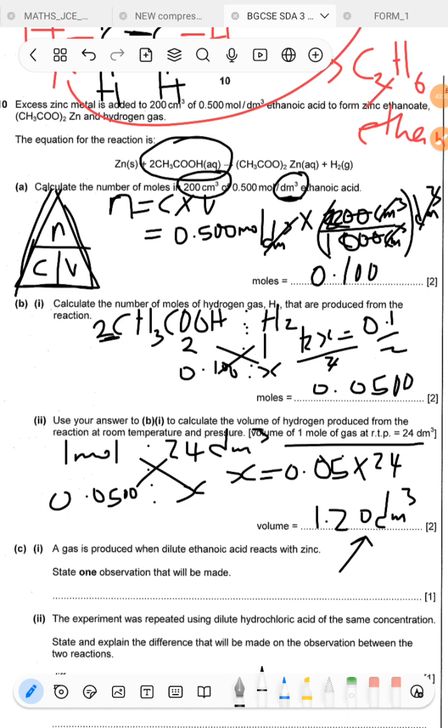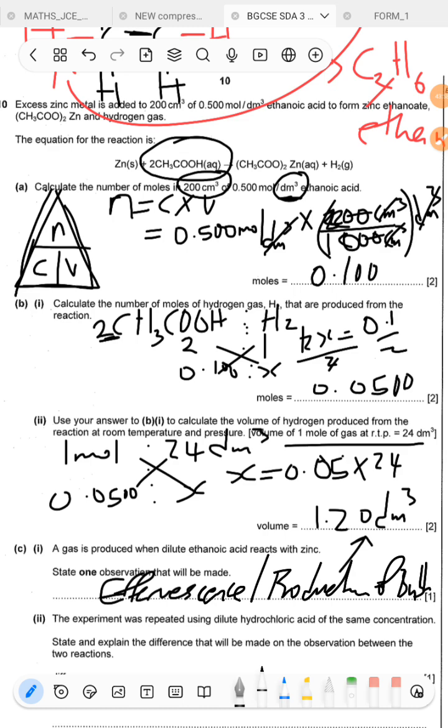Remember your units. C, Roman numeral 1, a gas is produced when dilute ethanoic acid reacts with zinc. State one observation that will be made. If you are producing a gas, then the observation is going to be effervescence, or production of bubbles.